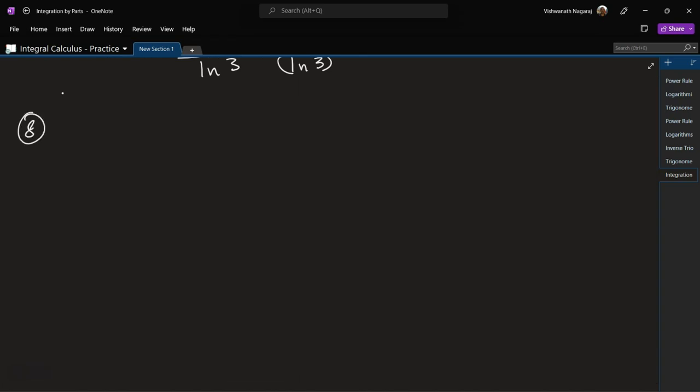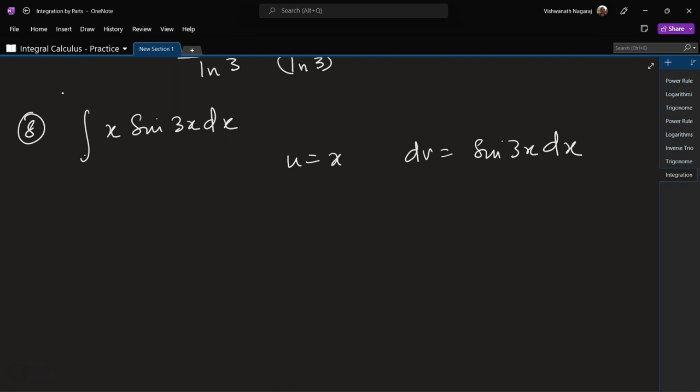Okay, 8th one, integral of x sine 3x dx. Again, first comes algebraic. So u is equal to x, dv is equal to sine 3x dx. Integrating this, we get v is equal to minus cos 3x by 3. Quickly, you differentiate this and see whether you get back sine 3x. Okay, du would be dx. So let's do the substitutions.